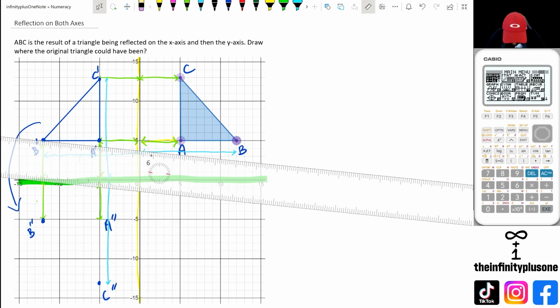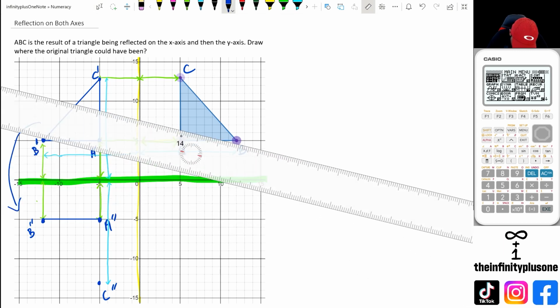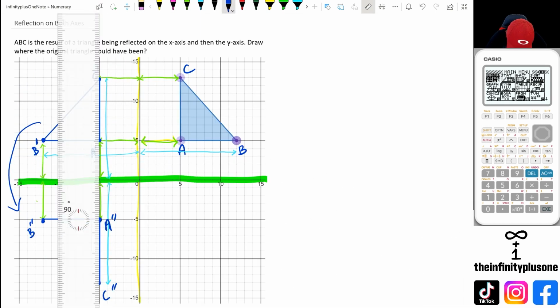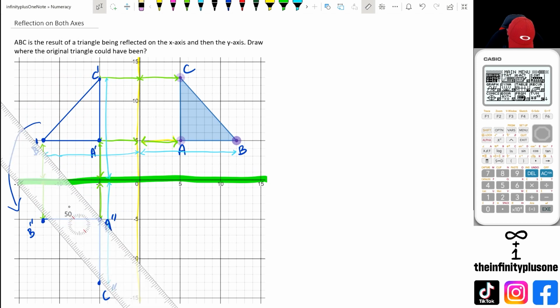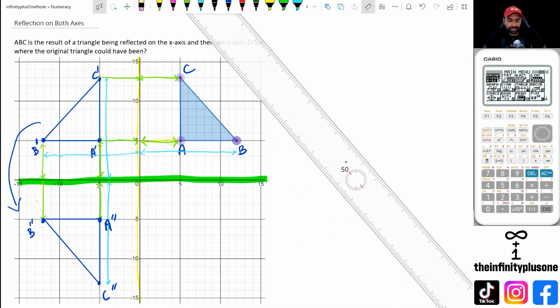And once again, I'm going to join these points. I didn't put a point here. So we're going to go up to there. Sorry, that's A dash there. And joining A dash to C double dash, and roughly B double dash to C double dash. Now this is where the original image started from. And then it got reflected on the x-axis, which meant it went to the top left corner.